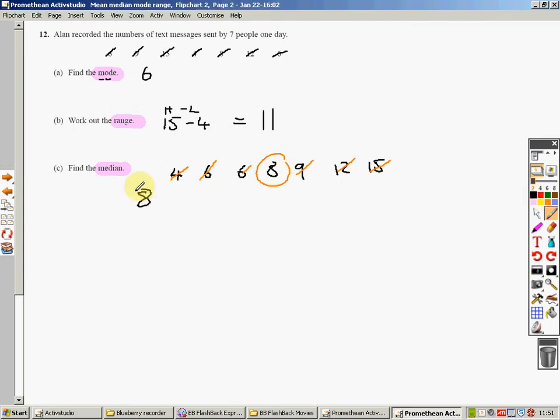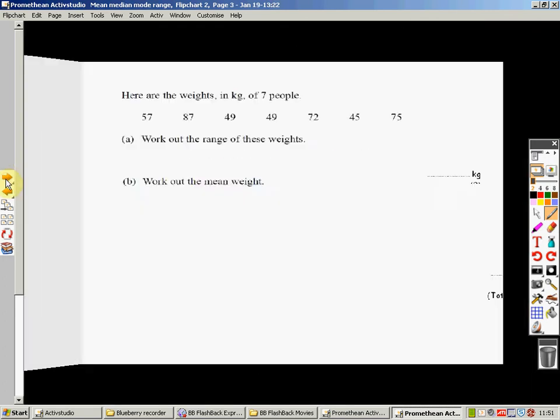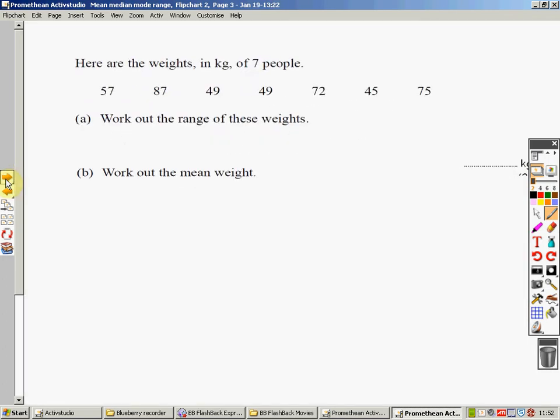Okay. Another one for you. Sorry, press pause. Okay, welcome back. Reading the question. Here are the weights in kilograms, we may need that later on, of 7 people. 7's helpful. Work out the range.